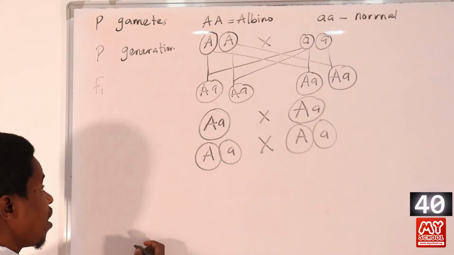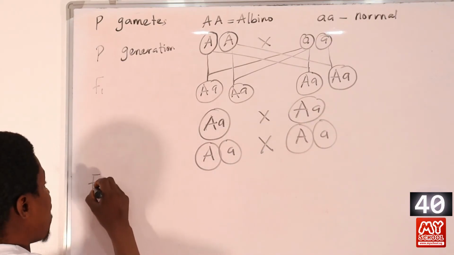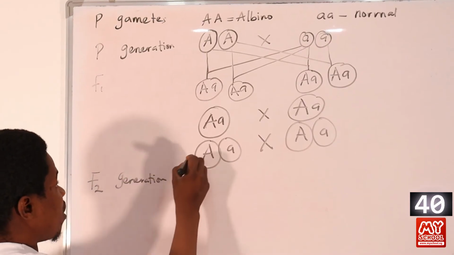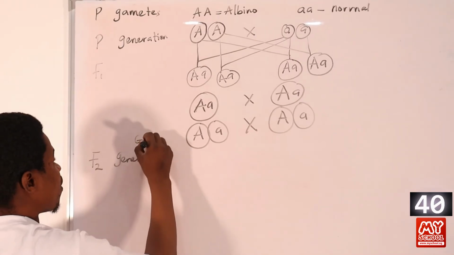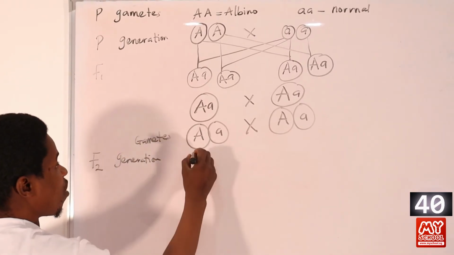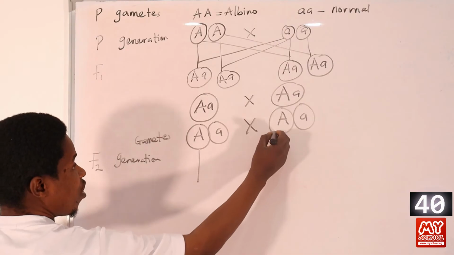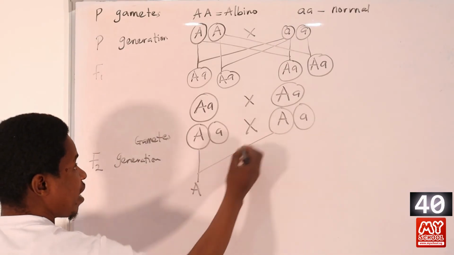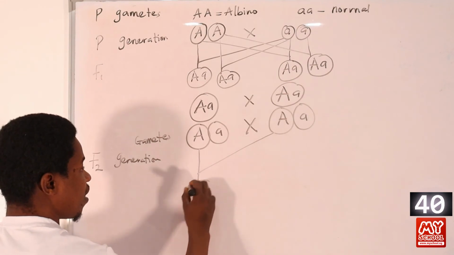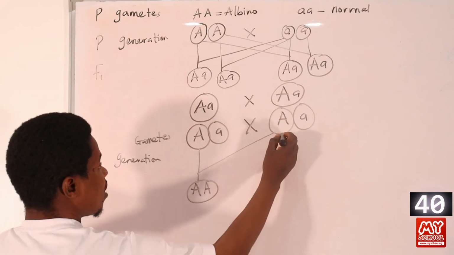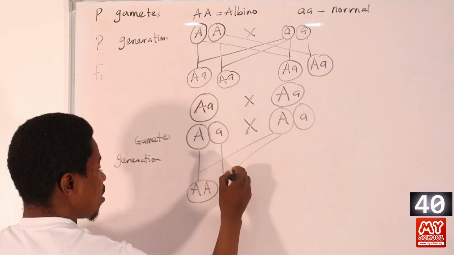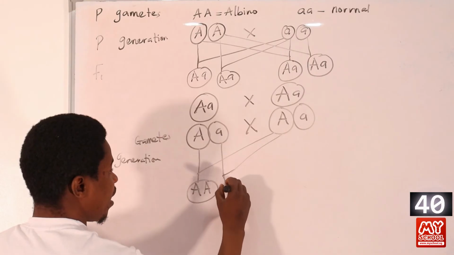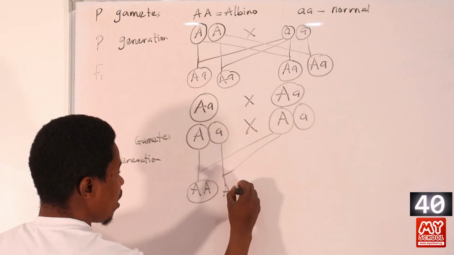So for the F2 generation, these are the gametes now that we have for the parent gamete for this second one. So we have this crossing to this. This is what? This is capital A and capital A. Okay. Then we have this crossing to this. We have capital A, of course. The A is capital, so we write that first, and then the small a.